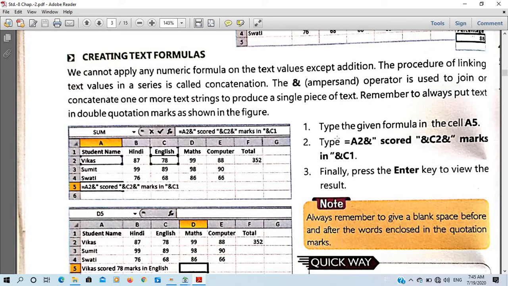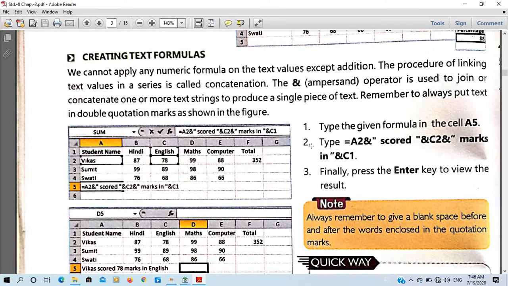So the first step is to type the given formula in the cell A5. It is given here. You can write it in a particular cell. Then type equal to A2 and so on. I am explaining this figure with reference to this step.